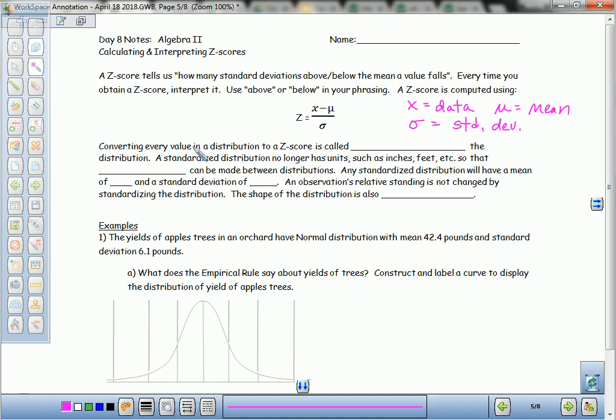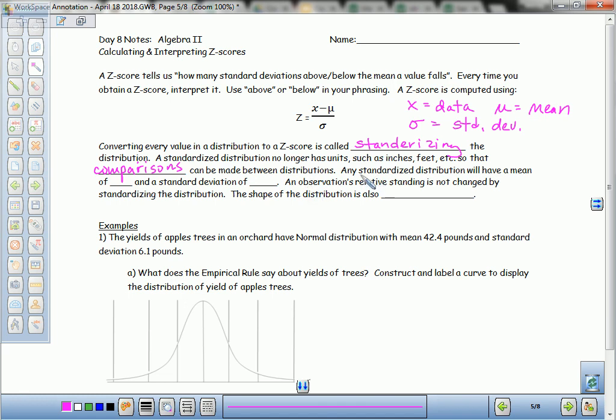All right. Now, when we're converting every value in a distribution to a z-score, that is called standardizing. A standardized distribution no longer has units because when we divide here, we're dividing out our inches or our feet. We're eliminating our units so that comparisons can be made between those distributions.